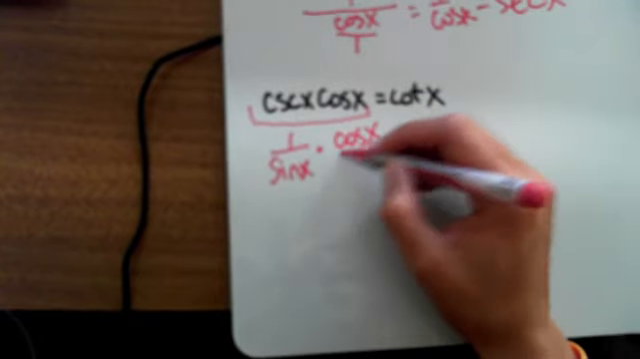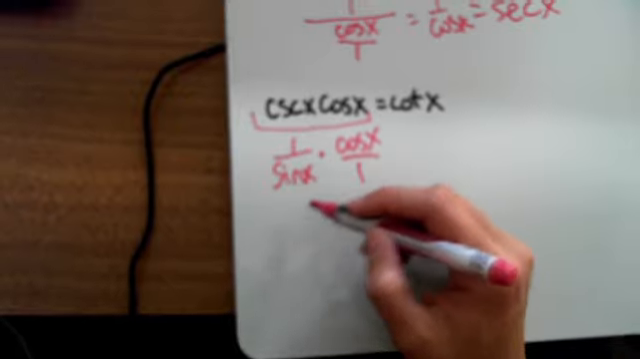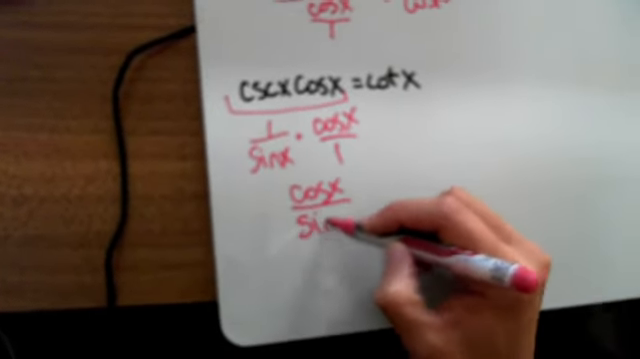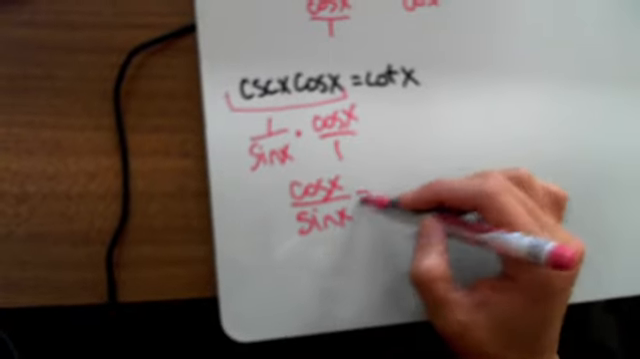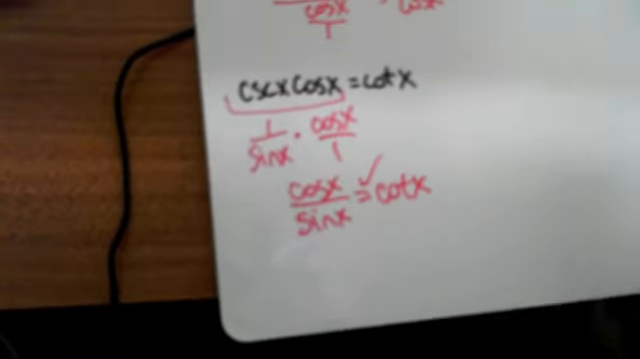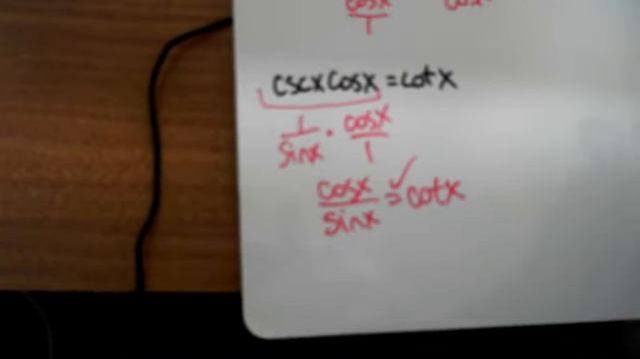Cosine is cosine of x over 1. Well, we have 2 fractions being multiplied. Nothing can cancel, so all I can do is push them together and hope something works. So we've got cosine of x over sine of x. I'm trying to prove that that's equal to cotangent of x. Through the quotient identity, cosine of x over sine of x is cotangent of x.